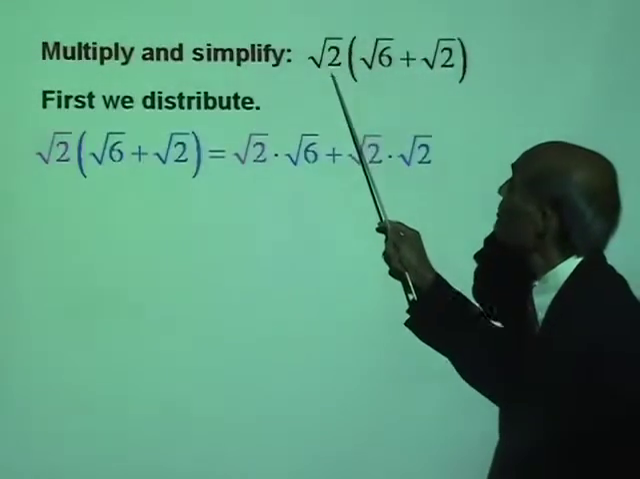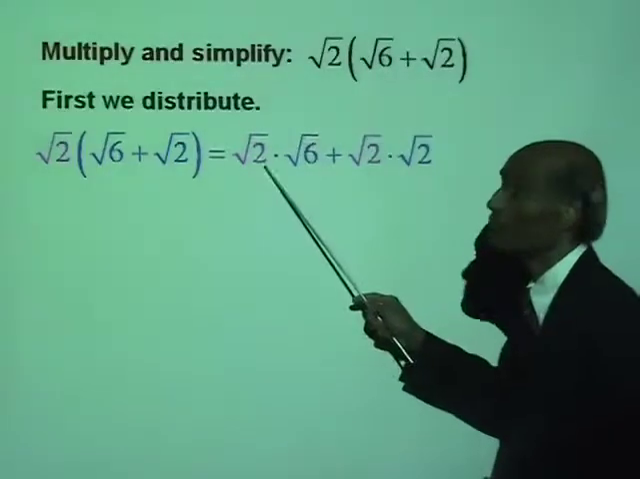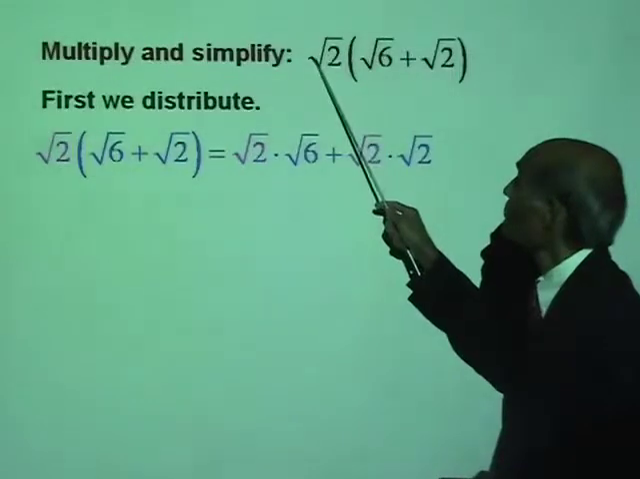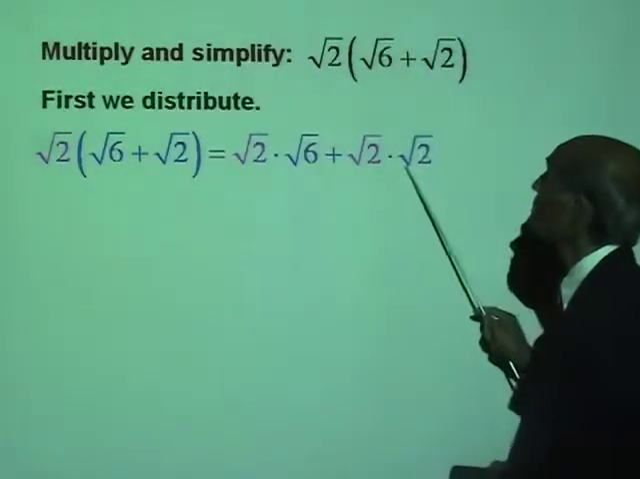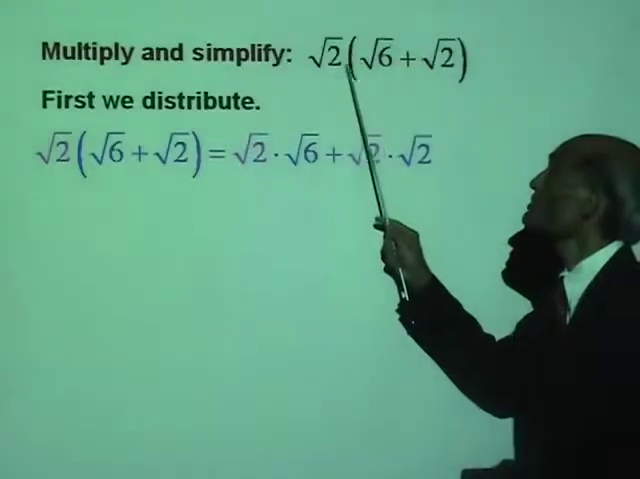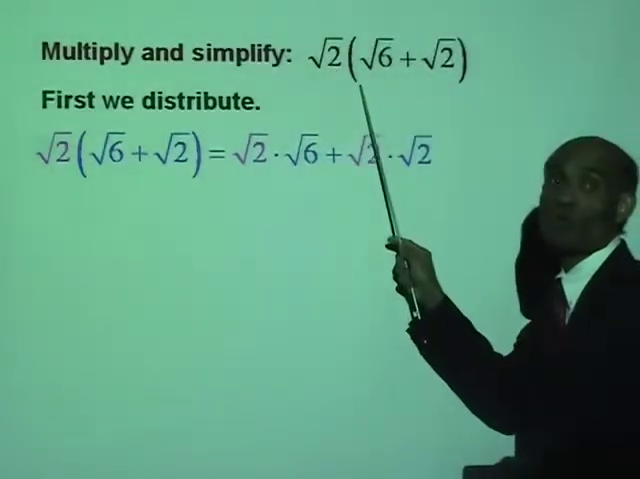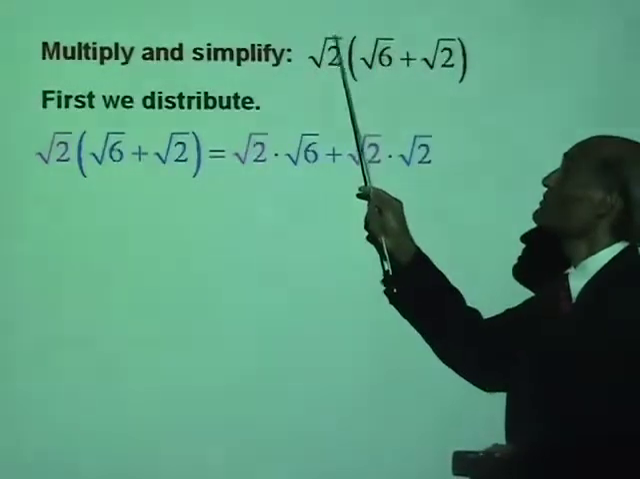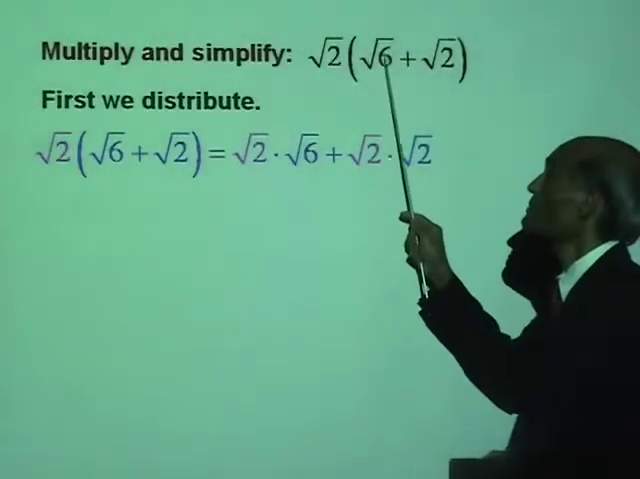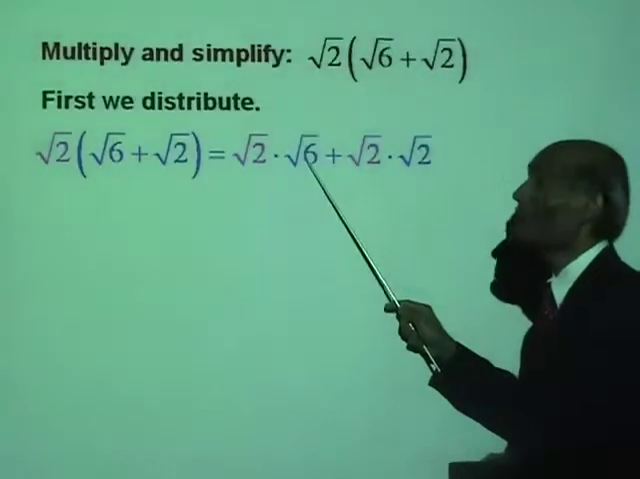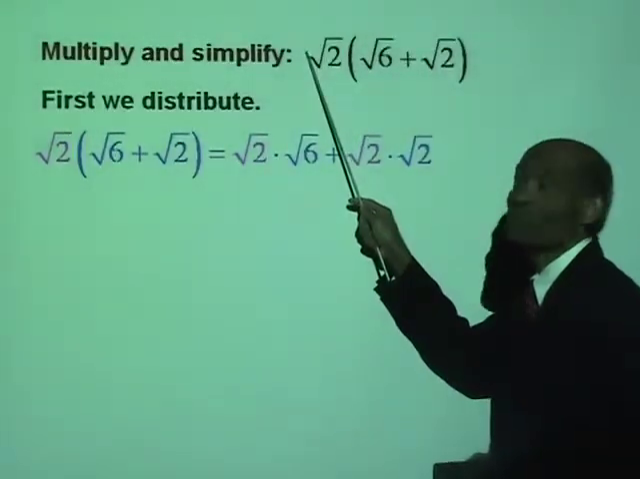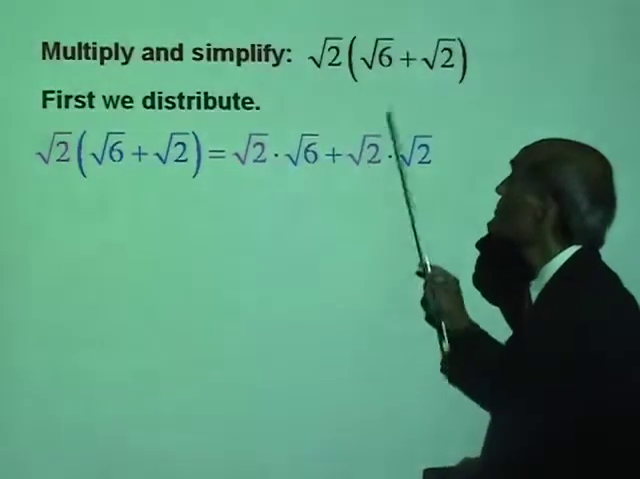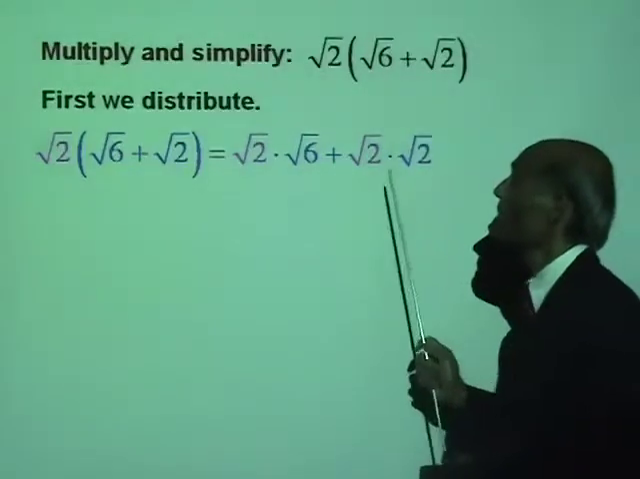That will be square root 2 times square root 6 plus square root 2 times square root 2. Distribute square root 2. Multiply square root 2 with each of the terms inside the parenthesis. That gives you square root 2 times square root 6. That's the first term. Plus square root 2, remember, the sign of that square root 2 is positive, so plus square root 2 times square root 2.